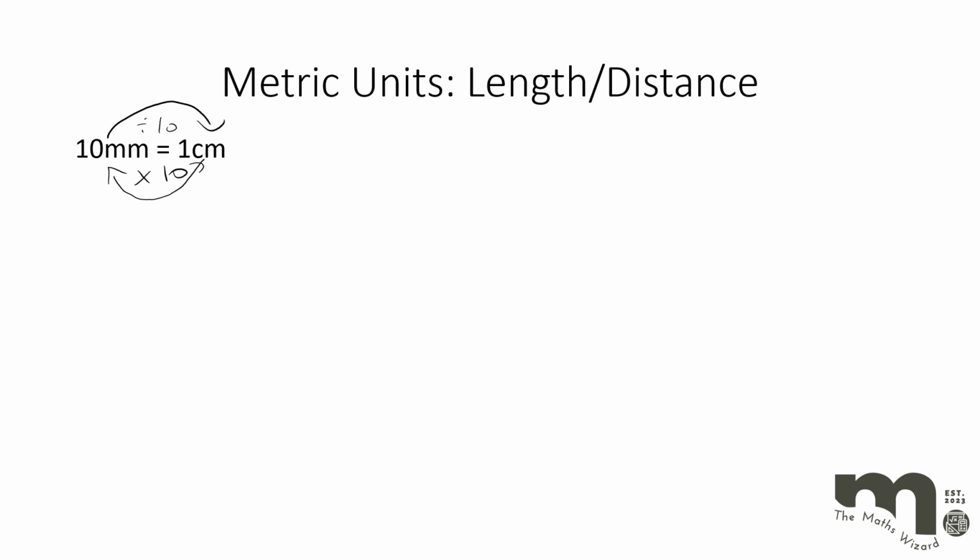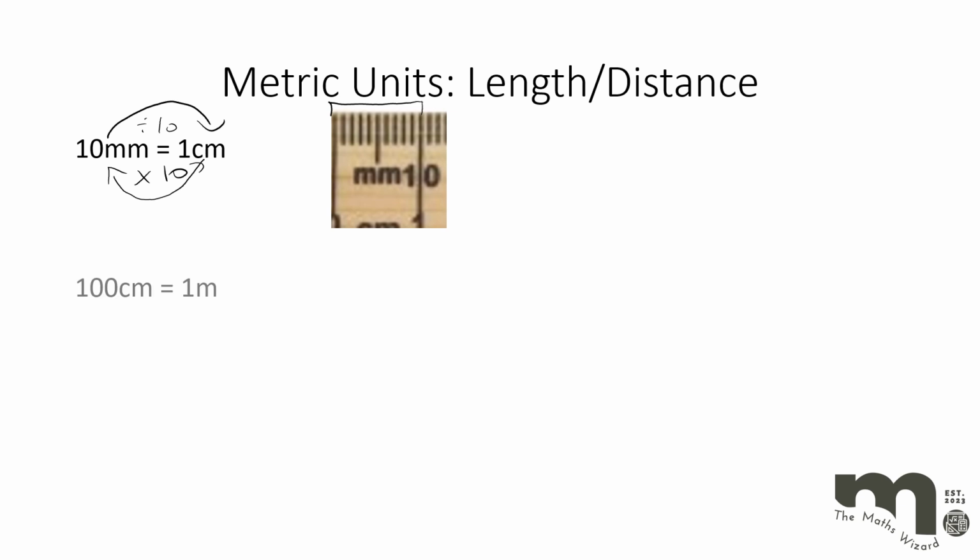There's quite a nice way of remembering this. You've got a ruler in your exam, and if you look at the number of lines between 0 and 1, you will see there are 10 lines, which illustrates that 10 millimetres is a centimetre. So the next measurement is this one: 100 centimetres is the same as 1 metre.